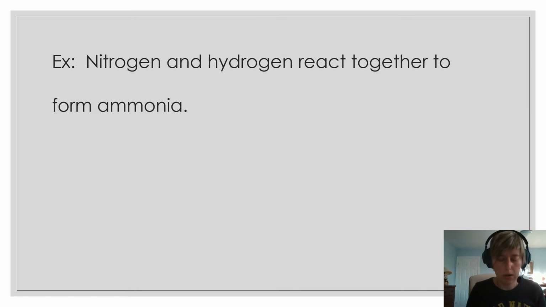Okay, so in our next example, we have the following. Nitrogen and hydrogen react together to form ammonia. So nitrogen, hydrogen, and ammonia are my chemical names. So that means I need to make sure that those are the 3 names that I have in my word equation. If I highlight my buzzwords, I have "and," I have "react," and I have the word "form."